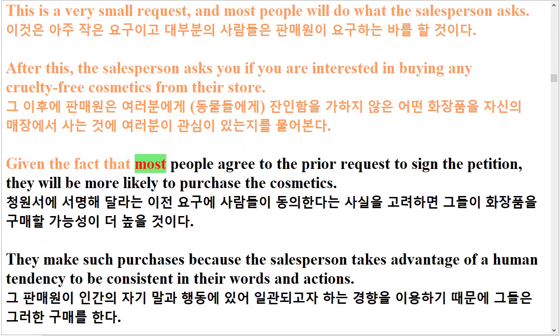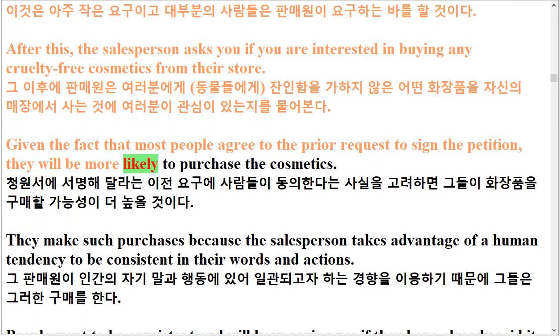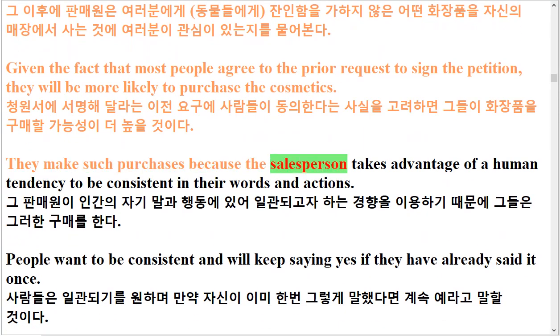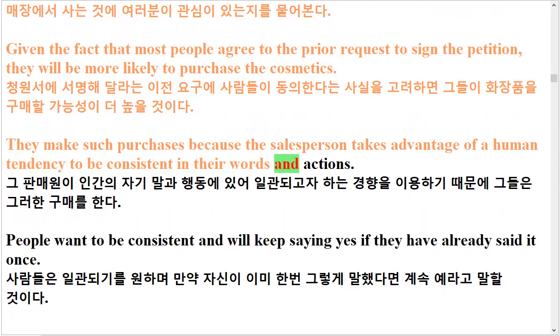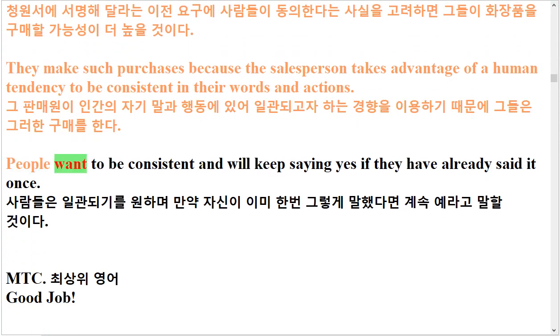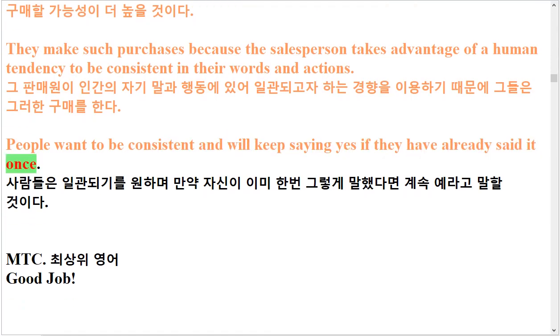Given the fact that most people agree to the prior request to sign the petition, they will be more likely to purchase the cosmetics. They make such purchases because the salesperson takes advantage of a human tendency to be consistent in their words and actions. People want to be consistent and will keep saying yes if they have already said it once.